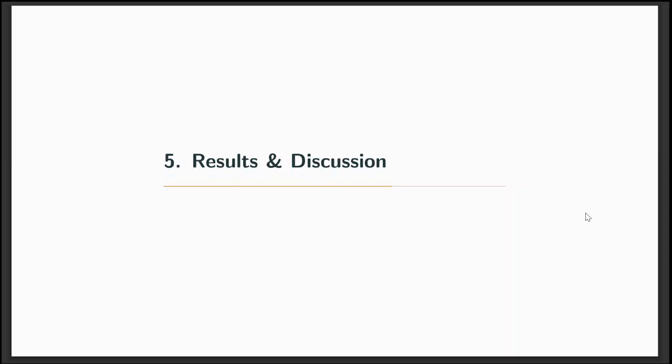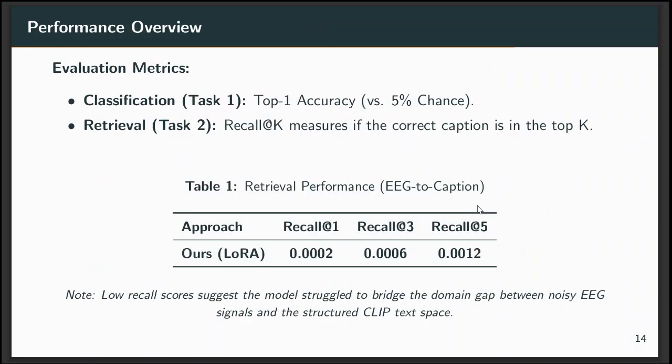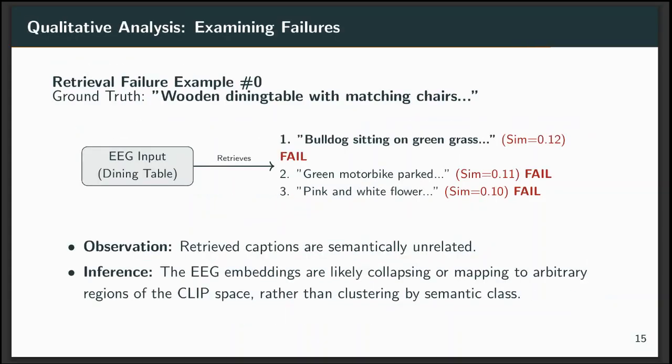Moving to our results, we used a deep encoder with 6 layers and 8 heads and heavy dropout, 0.4, to combat noise. For CLIP, we used a rank 32 LoRA. Our retrieval results show recall scores near 0. These negative results are scientifically significant. It indicates that, despite a working classifier, the domain gap between noisy EEG and structured text embeddings is too large for a simple projection.